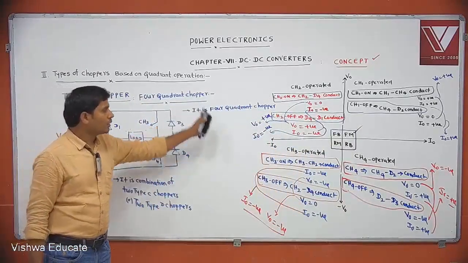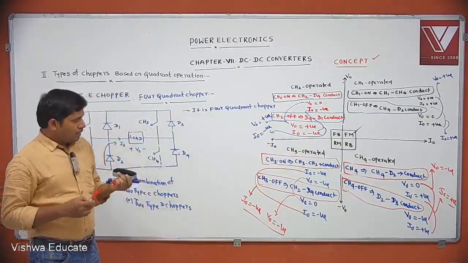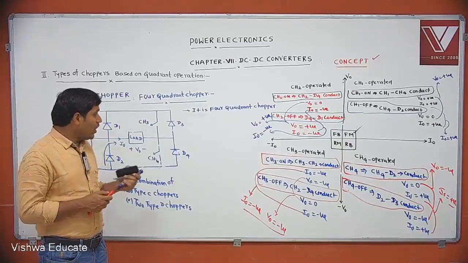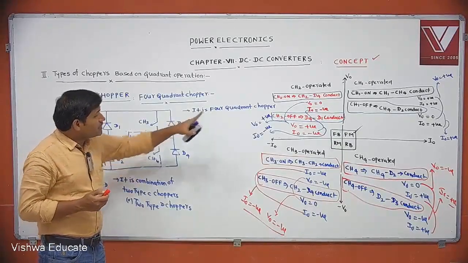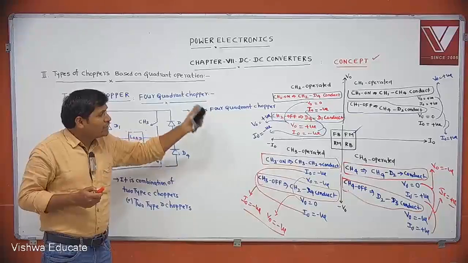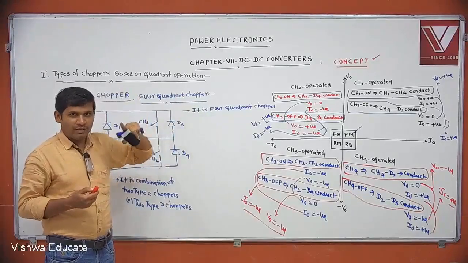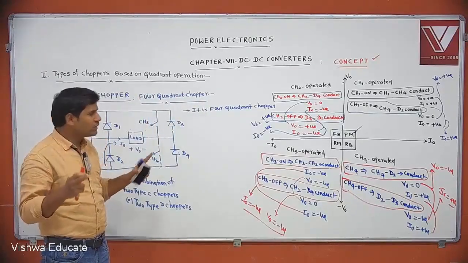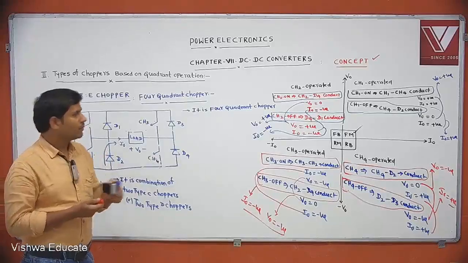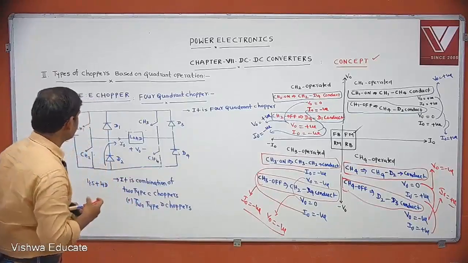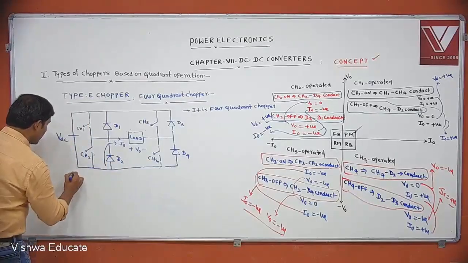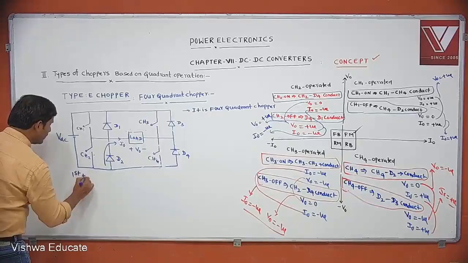Understood? This is the four quadrant operation. Without analyzing the circuit, you can directly write which device will conduct in which quadrant. For that, we can follow two rules that I will explain. Quickly note down. I am explaining for the first and fourth quadrant which device will conduct.